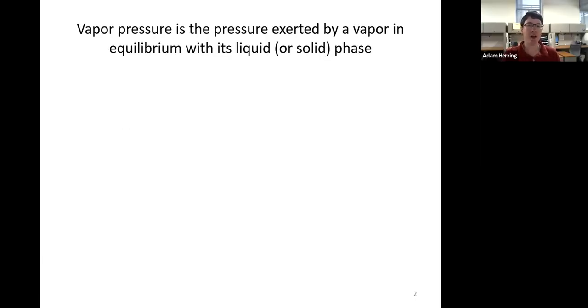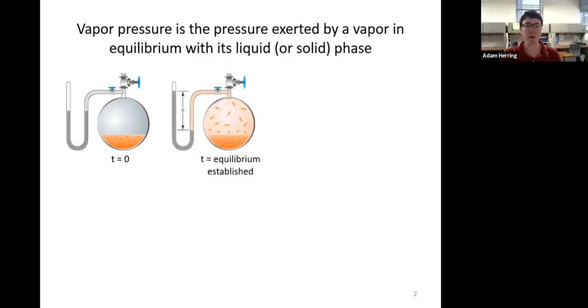So vapor pressure is the pressure exerted by a vapor when that vapor is in equilibrium with its liquid or solid phase. Now, what do we mean by a vapor? Let's imagine that you have a liquid in a container. Initially, the molecules of that liquid are all in the liquid phase. Given enough time, some of the molecules will evaporate and convert into gas. The pressure of this gas, once it has reached the maximum amount, we call the vapor pressure.